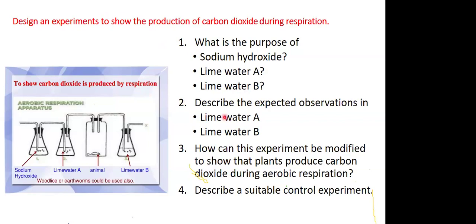Then that lime water B is to confirm whether animals produce carbon dioxide during respiration. Yeah, that is in the chat. Okay, the chat has only told us about lime water B, that it will turn milky, which is true. But what about lime water A? What will be observed on the lime water A? Let's give Peach another chance. Peach.